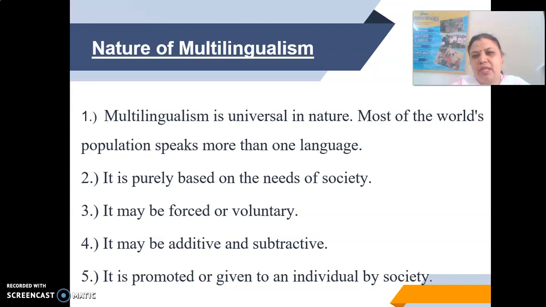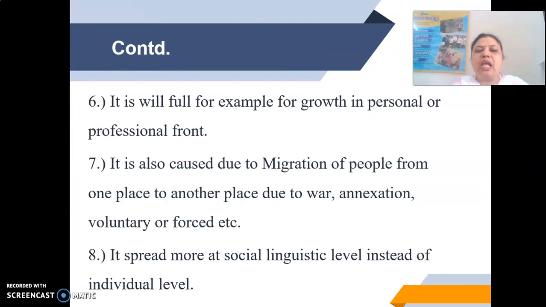Language is a dynamic concept which keeps on changing as we move from one place to another. So language keeps on adding some new things into it, and sometimes we also remove something from that language. It is promoted or given to an individual by society. Obviously, it is given by the society to an individual. Any individual doesn't have his or her own language. It is willful, for example, in a formal or professional front.